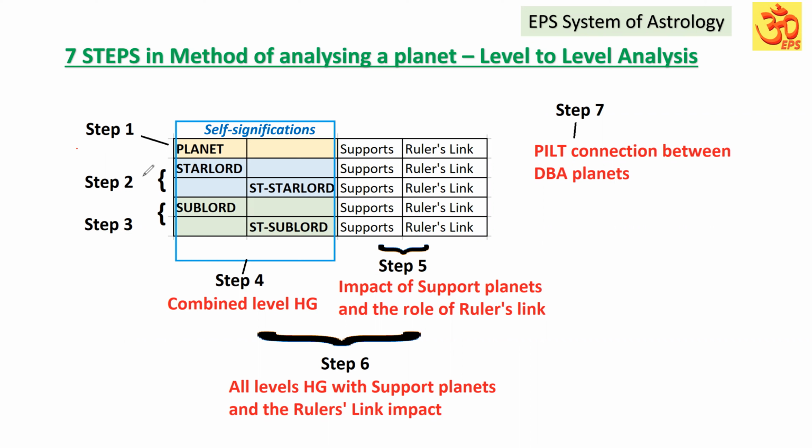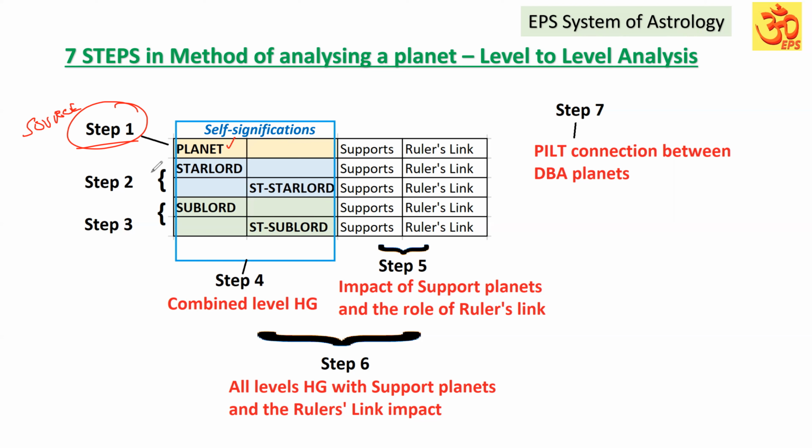Step number 1, we have to study the planet. We know that we have to study the planet, star lord, star lord of the star lord, sublord and star lord of the sublord. At 5 levels, we have to study that, as we studied in the previous lesson also as a basic method of analysis. Now, as per the steps, step number 1 is studying the self-signification of the planet, that is the source planet.